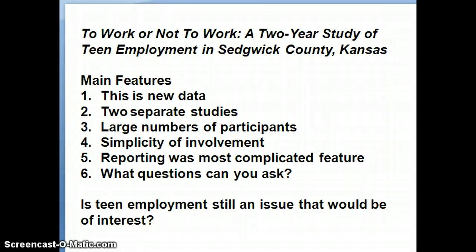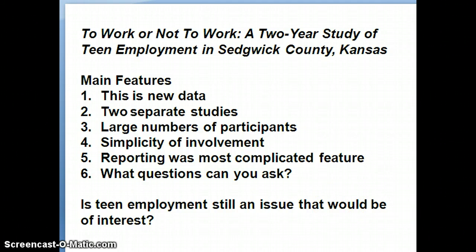When you go out to your community and you go to typically employers of teens in your community, and I might add in Wichita in 2000, fast food was a huge employer. There was a virtual army of teenagers working in fast foods. So simply ask the question, is that still the case today?